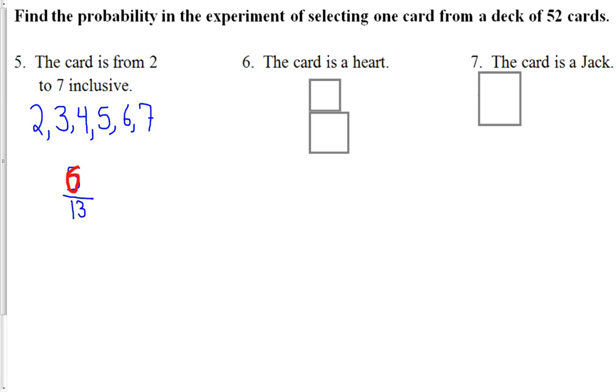Next, the card is a heart, right? There's hearts, diamonds, clubs, and spades. So there's 1 of the 4 different suits, so 1 over 4. Now, technically, there's 13 heart cards out of the 52 total. That would also have worked, however, we want it simplified. Lastly, the card is a jack. That was 1 of the 13 types, so 1 over 13.